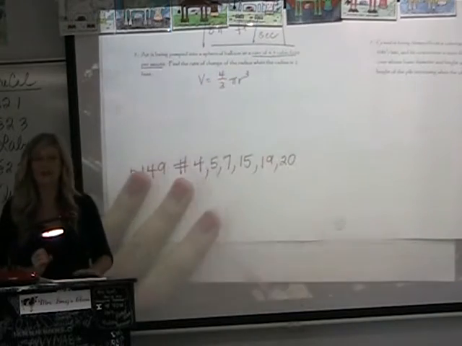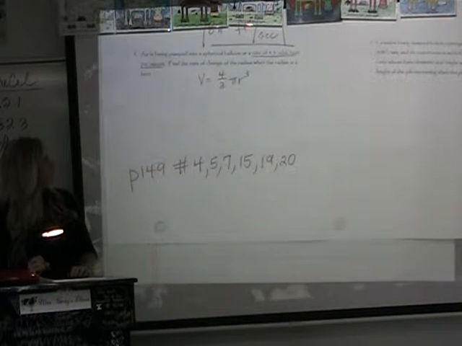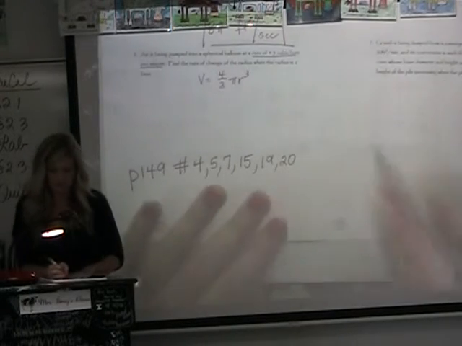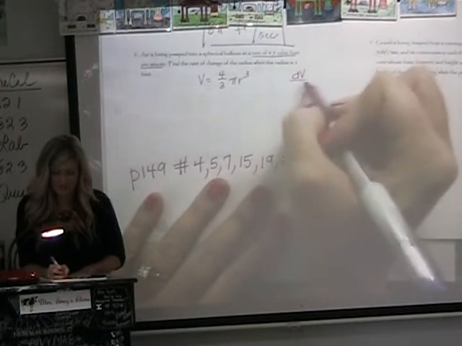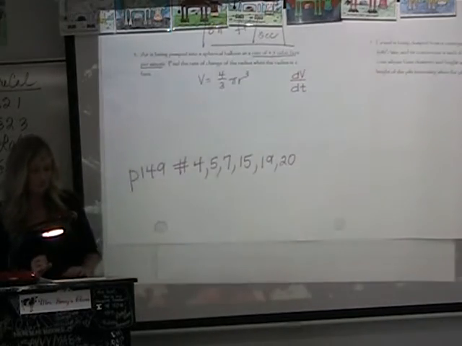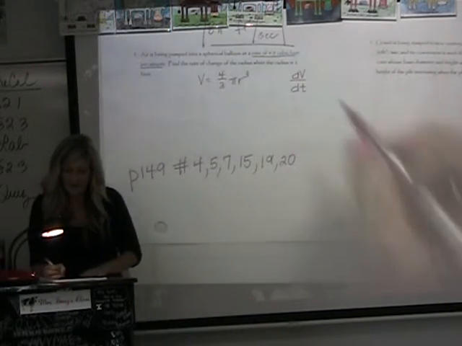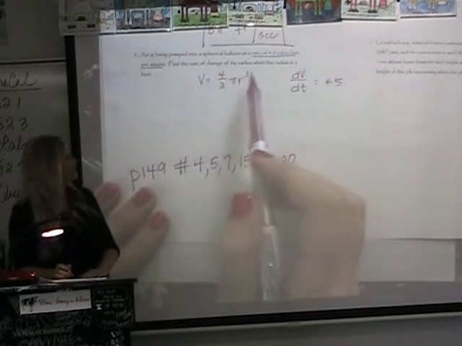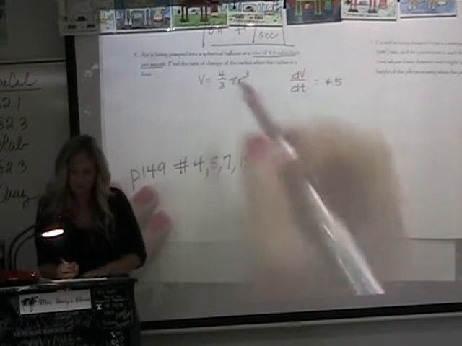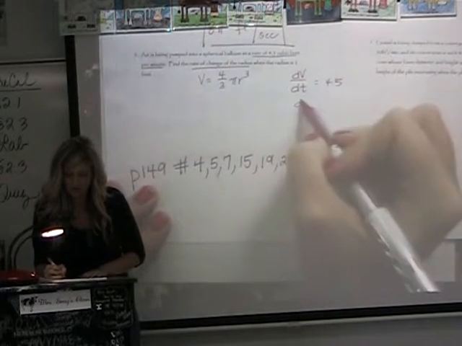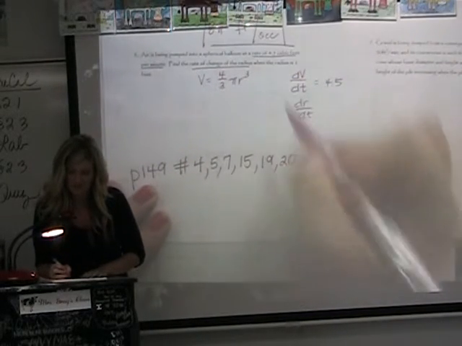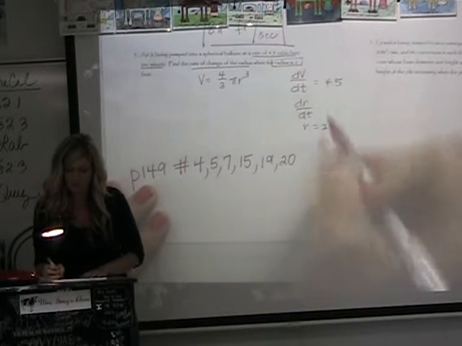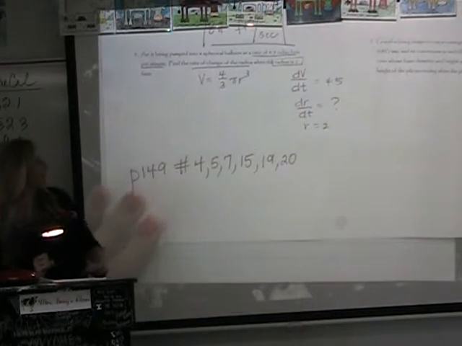So talk to me in math symbols. What is equal to 4.5? Good. dV over dt, and that is going to be 4.5. And then it says find the rate of change of the radius, so we're looking for dr over dt. And it says when the radius is 2. So when r equals 2, we want to know what dr by dt is.